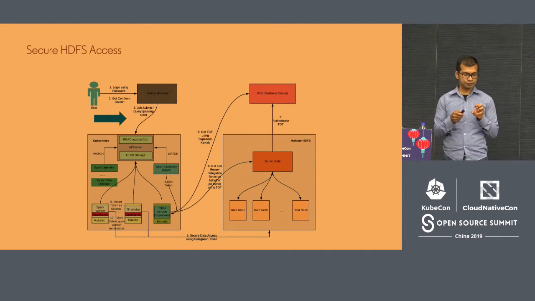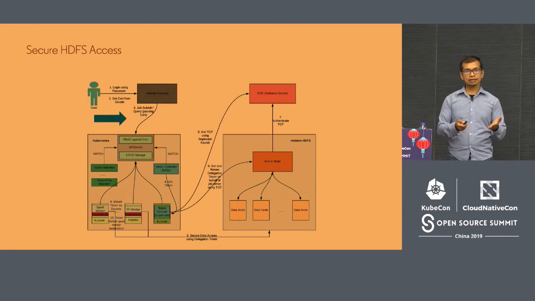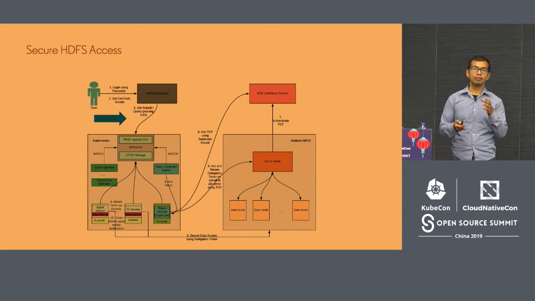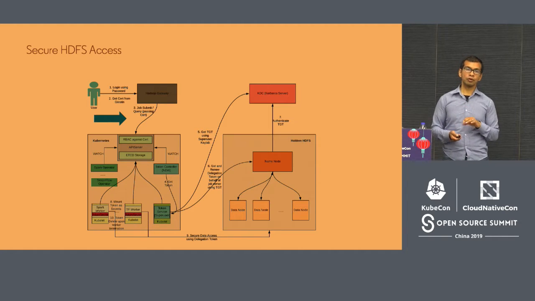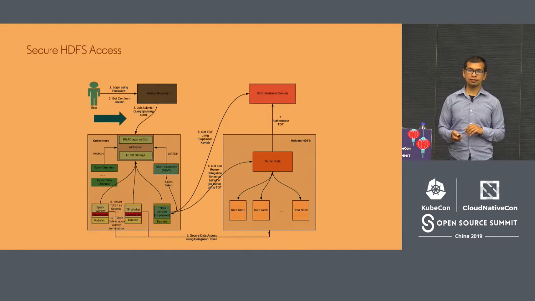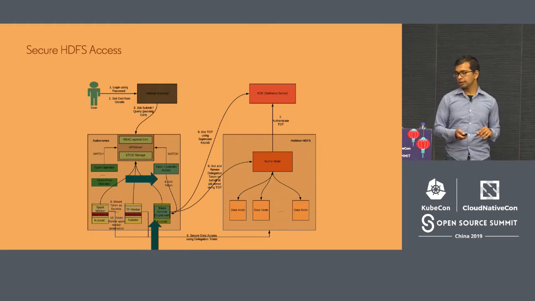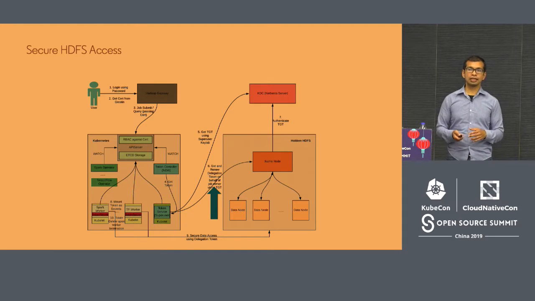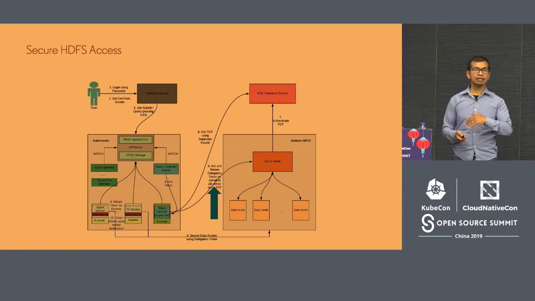The way it works is when a user logs in and submits a job to Kubernetes, they are able to submit a Kerberos ticket along with it. And that ticket is handled by a delegation token controller and a delegation token service that we will build in the Kubernetes cluster. This delegation token controller and service then talks to the HDFS cluster to get a Hadoop delegation token. And then it mounts that into the worker pods.